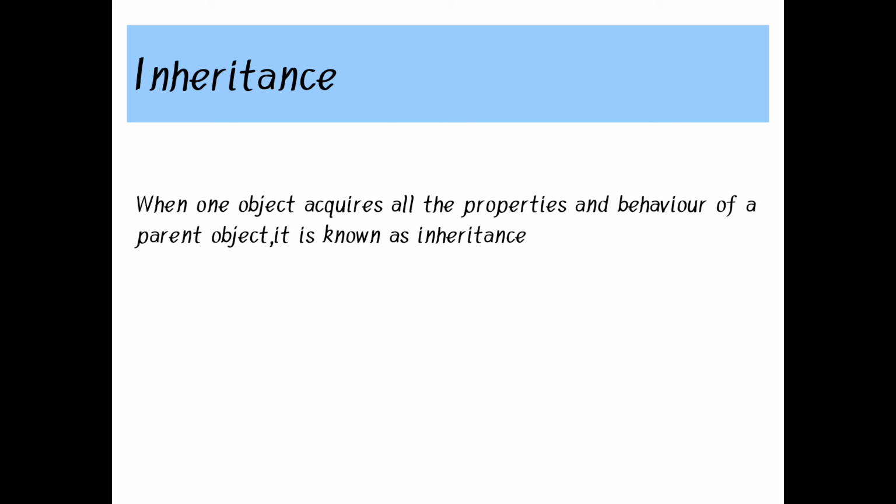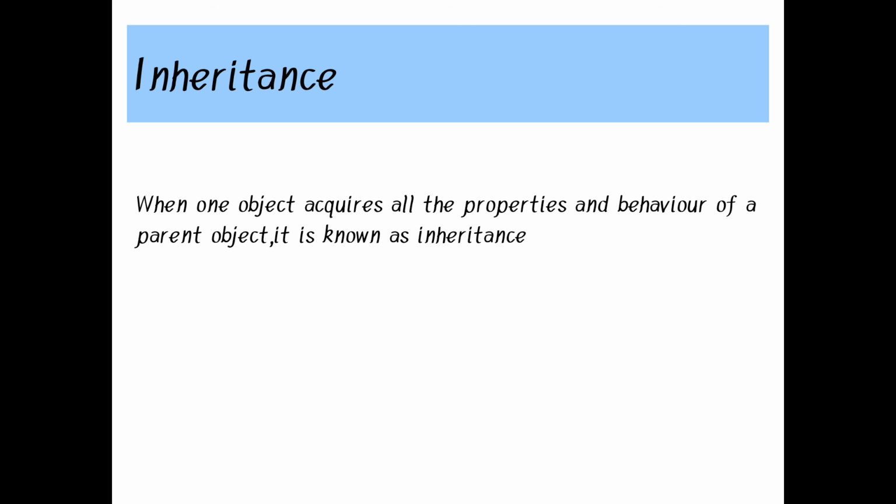Now the next point is inheritance. Inheritance is also a part of object oriented programming. It is considered to be the most useful feature of object oriented programming. So when an object acquires all the properties and behavior of a parent object, then it is known as inheritance. For example, a child always takes most of the properties and characteristics of their parents. Similarly, inheritance means all the properties of the parent object are taken by the child object, and that process is known as inheritance.